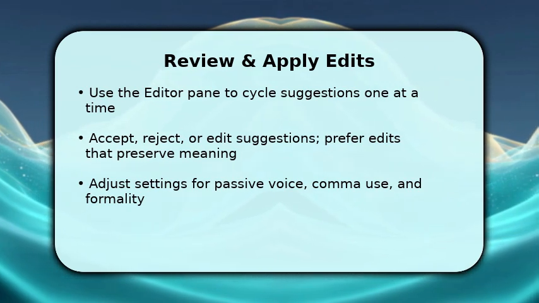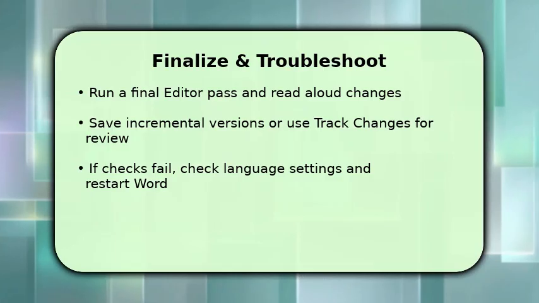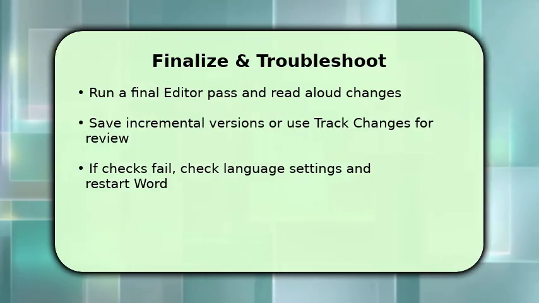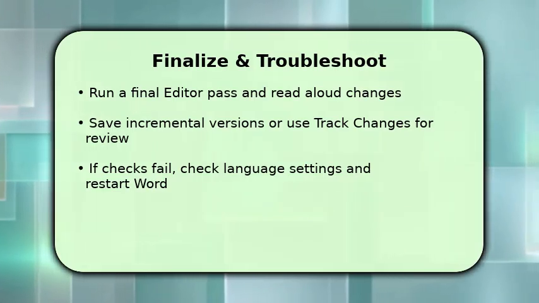Finish by running a final editor pass and then read the corrected text aloud. You'll catch rhythm and clarity problems that automated tools miss. Save a new version or enable track changes so reviewers can see edits.